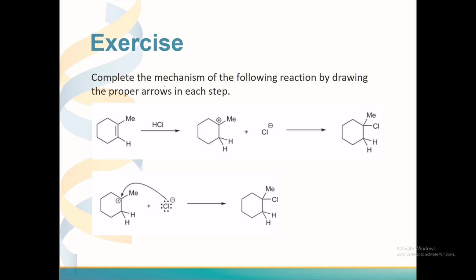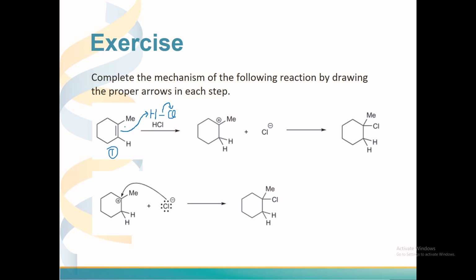Here's an exercise. Complete the mechanism of the following reaction by drawing the proper arrows in each step. Okay, now let's discuss the steps. In the first step, you have this molecule, molecule number 1, and then you have hydrochloric acid, which is described as this. So what is happening here is this double bond, which has a pair of electrons, will attack the proton. Okay, and the electron here will move to the chloride, which resulted in this intermediate.